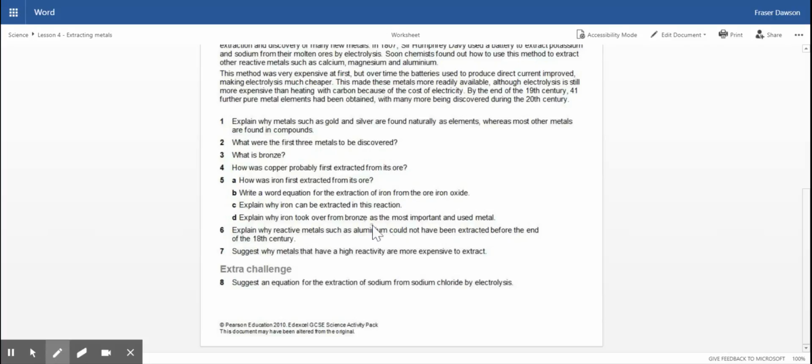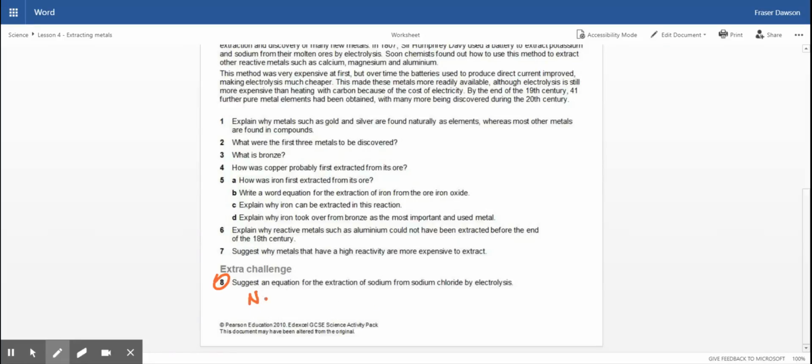Okay, so you did this task really well. The only thing that I'll feed back to you is the extra challenge question and the equation for the extraction of sodium from sodium chloride by electrolysis. Pretty much all of you got the equation, right?